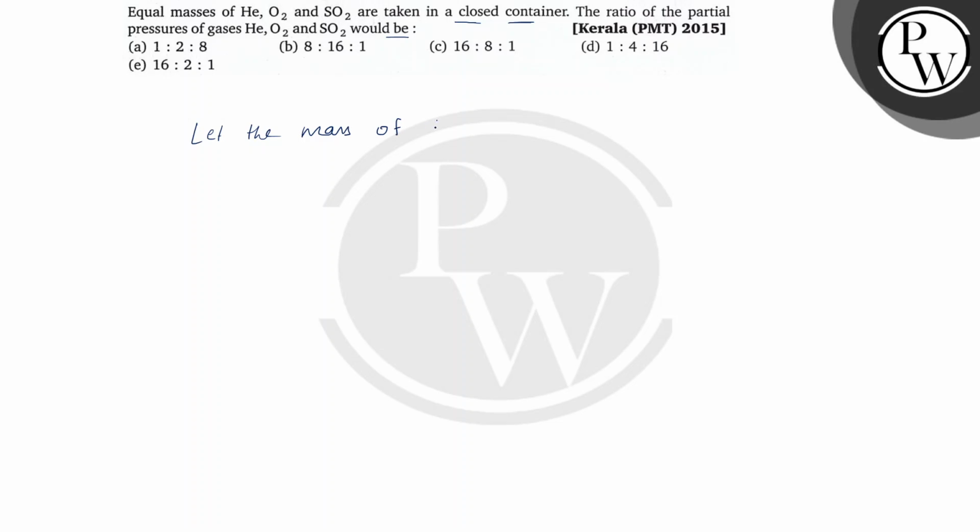Now let the mass of helium, oxygen and SO2 be x ग्राम. मान लीजिए इनके सबके मास each have x gram. Let the masses of helium, oxygen, SO2 be x gram. Now number of moles of helium. This is given mass upon molar mass. Given mass is x and molar mass of helium is 4.